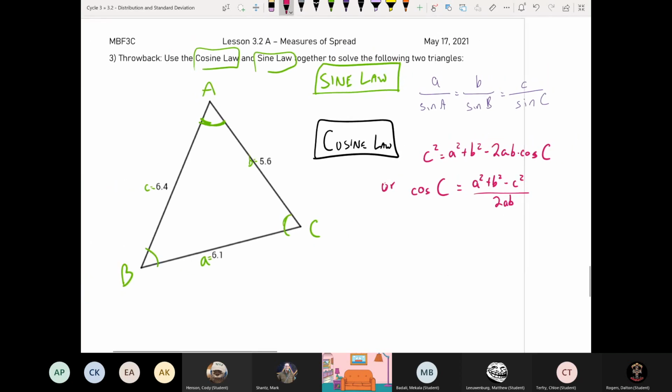All right, so if we're solving this triangle here, and we know all the sides, that means we're solving for an angle. All right, so we need to solve for an angle. And which formula would allow us to solve for an angle if we only knew the 3 side lengths? Which formula?